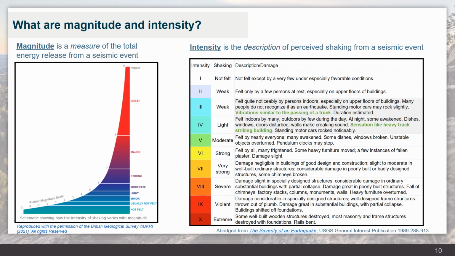Magnitude is a measurement of the amount of energy released from a seismic event. The most common scale used is the Richter magnitude scale. Each order of magnitude on the Richter scale represents a 10-fold increase in energy release. So a magnitude 4 event releases 10 times more energy than a magnitude 3 event.